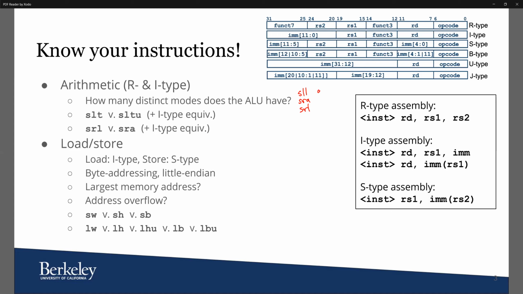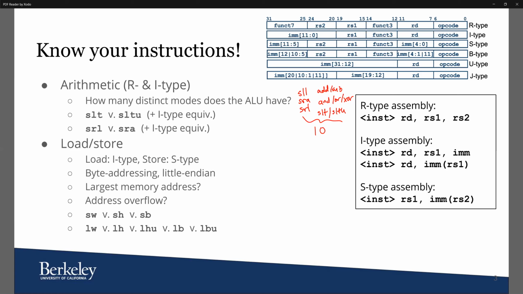What else do you have? Okay, add, sub. Okay, what else? And, or, XOR, okay. And what else? No, mul is part of the M extension for multiply. So mul is not one. What else is there? You're missing 2 more. Okay, this one is less used, but set less than, yeah, there you go. And SLTU, set less than unsigned. Okay, so basically this comes out to about 10. And that's how many distinct modes the ALU has.